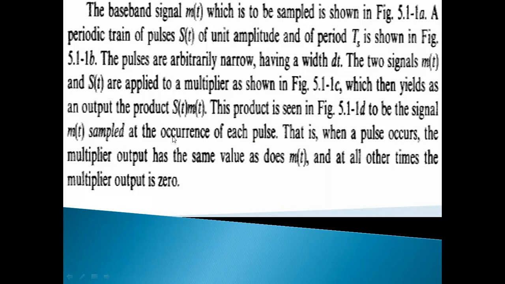That is, when a pulse occurs, the multiplier output has the same value as m(t). And at all other times, the multiplier output is 0.